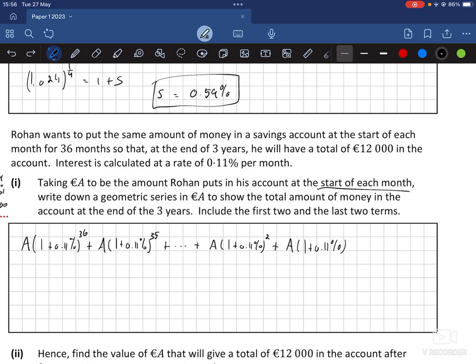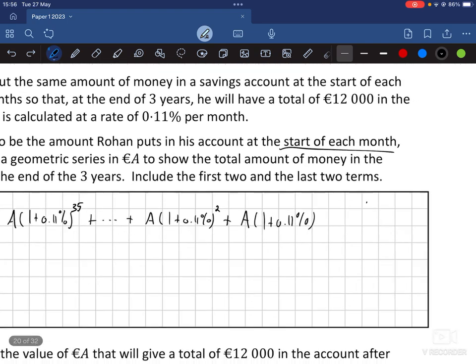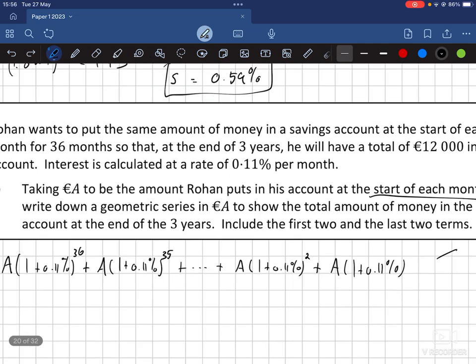Yeah, perfect, that is exactly right. So that's how you do that one. So basically, this one here is going to be the very last one he puts in.